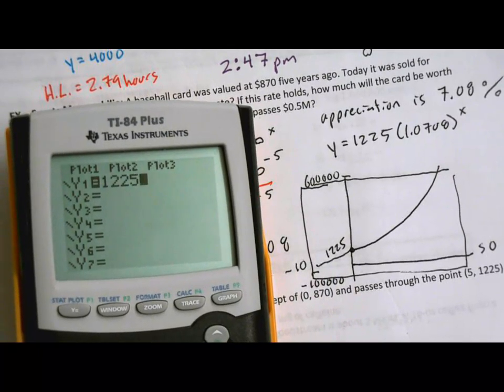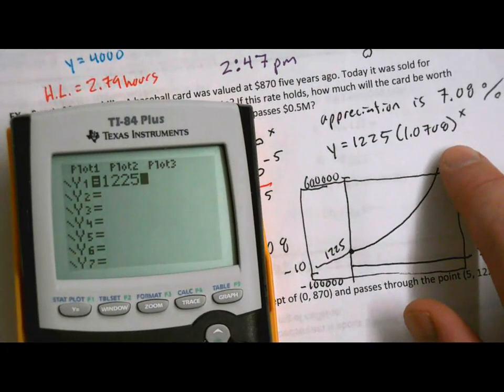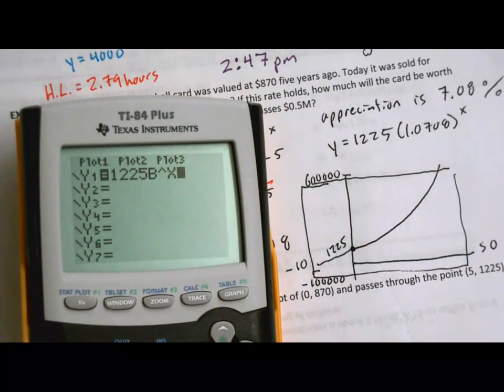Hey, and remember when you type in your equation, you don't need to type out 1.0708, right? Because why? We stowed it. It's in B. It's already there.